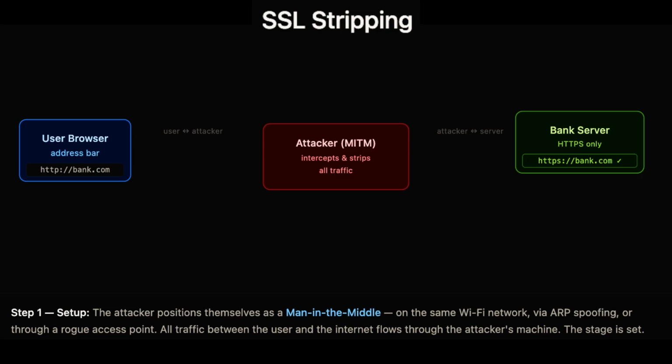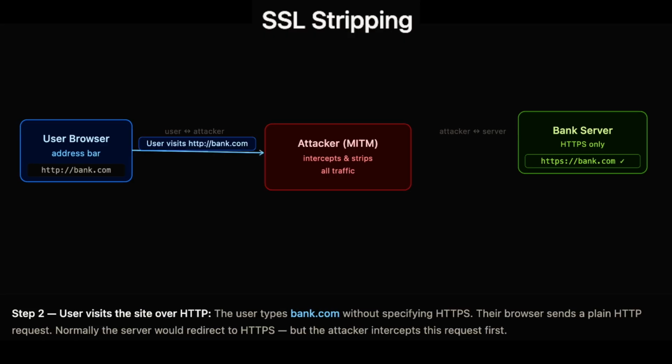The attacker positions themselves as a man in the middle, on the same Wi-Fi network, via ARP spoofing, or through a rogue access point. All traffic between the user and the internet flows through the attacker's machine. The user types bank.com without specifying HTTPS. Their browser sends a plain HTTP request. Normally the server would redirect to HTTPS, but the attacker intercepts this request first.